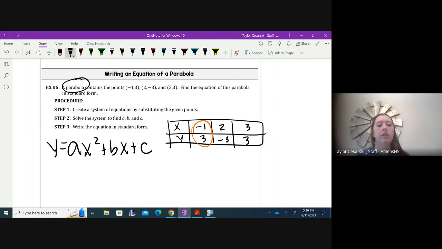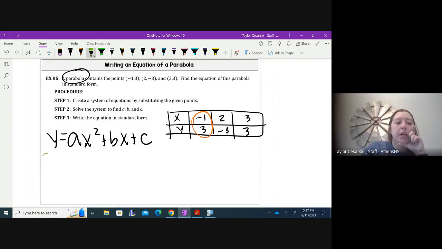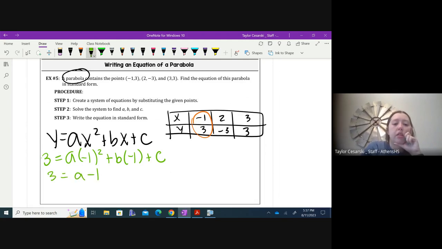Step 1 is to create a system of equations by substituting the given points. So I'm going to start with (-1, 3). I'm going to plug in 3 for y and -1 for x. When I simplify that, I get 3 equals a minus b plus c. That's equation number 1. Next, I'm going to do the same thing with (2, -3).